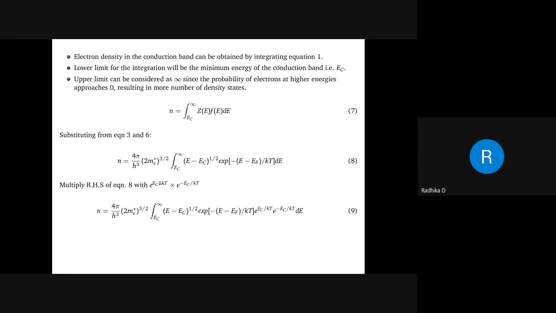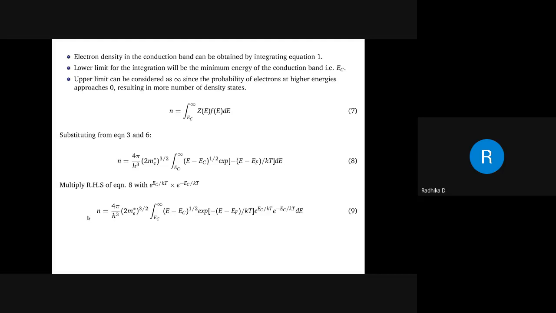What has come into picture? This thing which you have done now: e to the power of Ec by kT into e to the power of minus Ec by kT and obviously dE. Why am I doing this? Because I want to solve this integral and get a proper expression for n, that is the total number of electrons or number density of electrons.